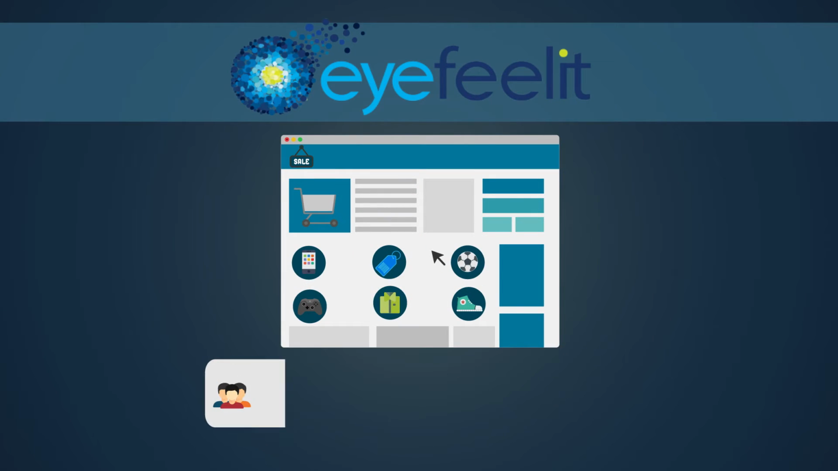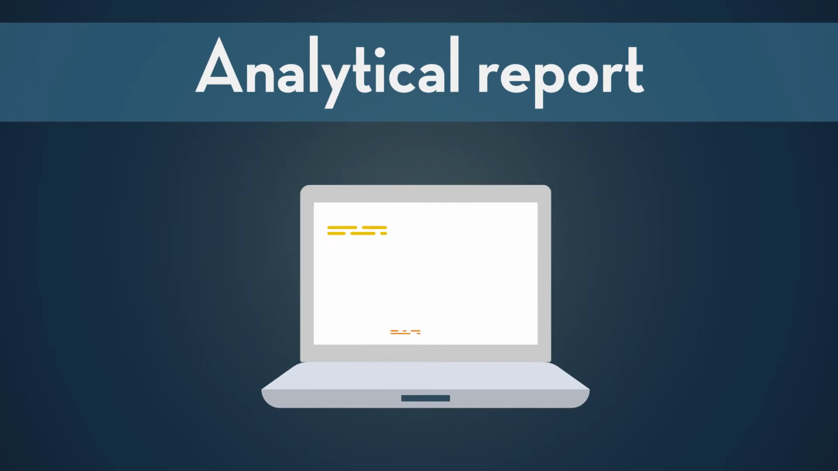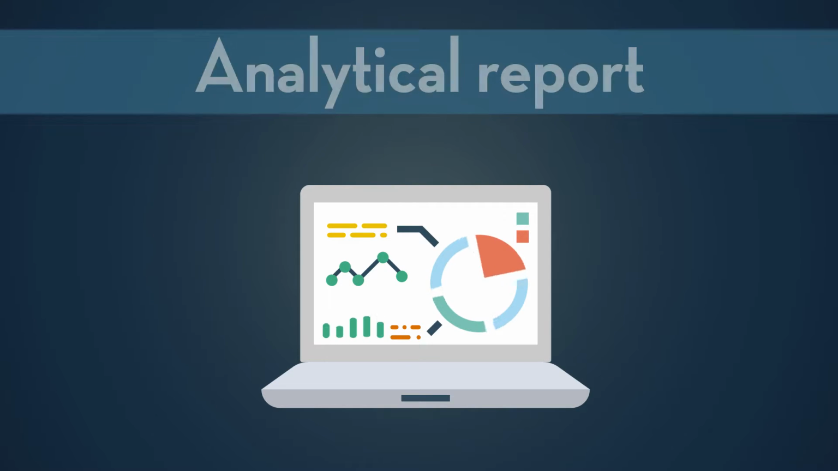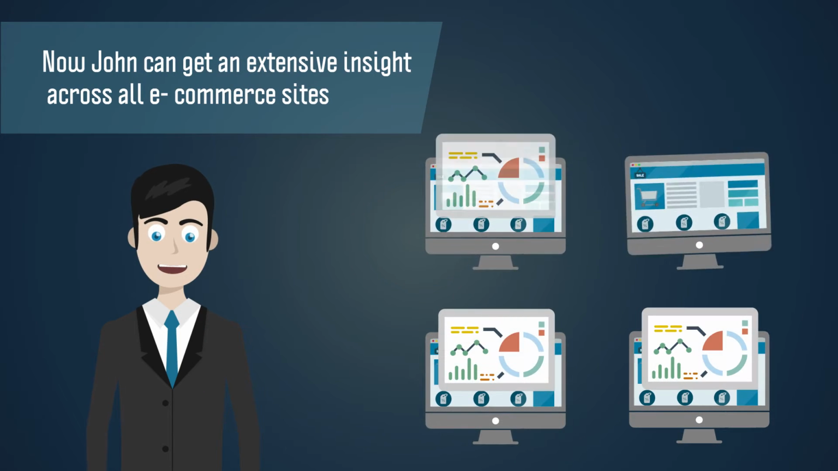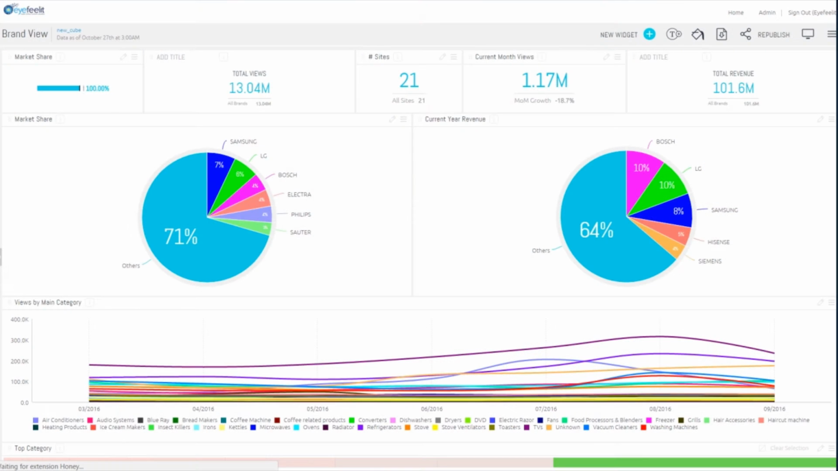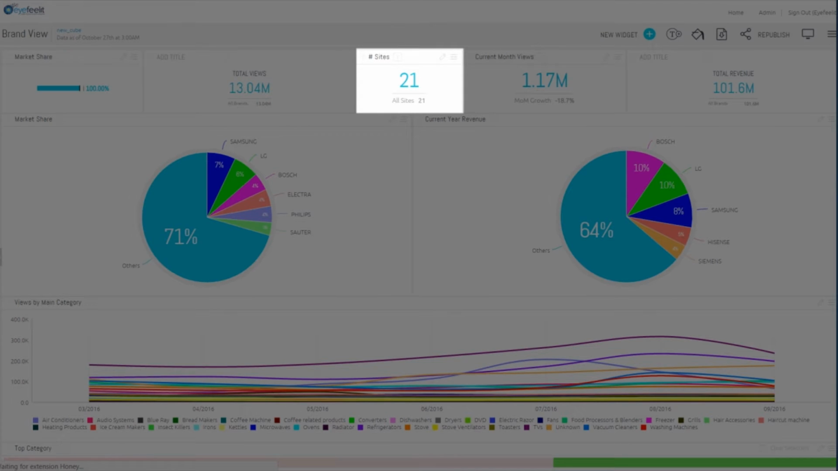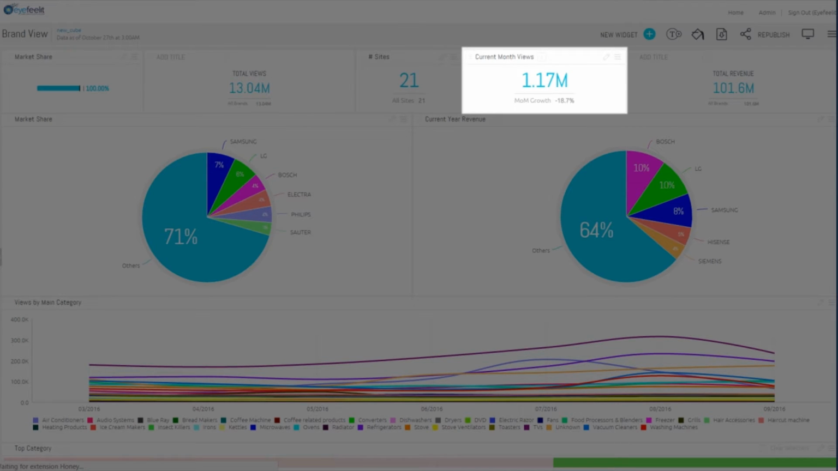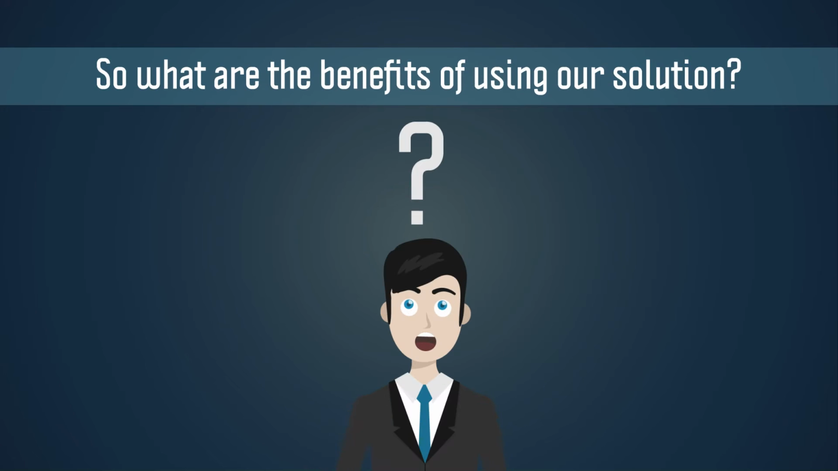Eyefeelit is a real-time consumer behavior analysis in e-commerce. We provide a detailed report dashboard with valuable information about the behavior and activity of network users. Now, John can get an extensive insight across all e-commerce sites. Market share, total views, which and how many sites offer the products, current month views, current year revenue, main categories, and much more. So, what are the benefits of using our solution?